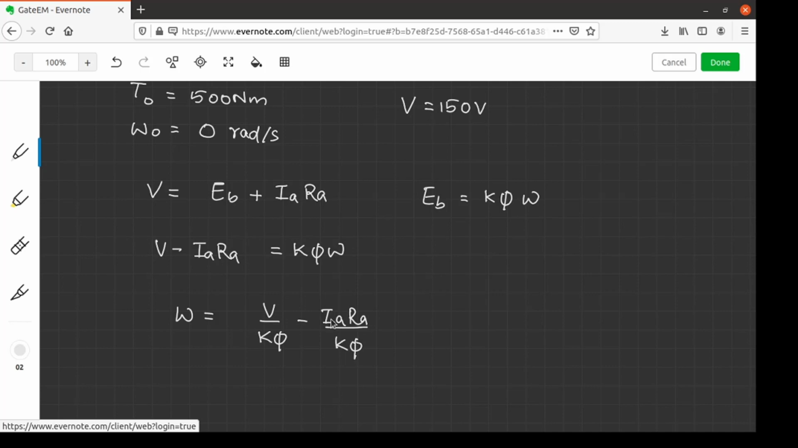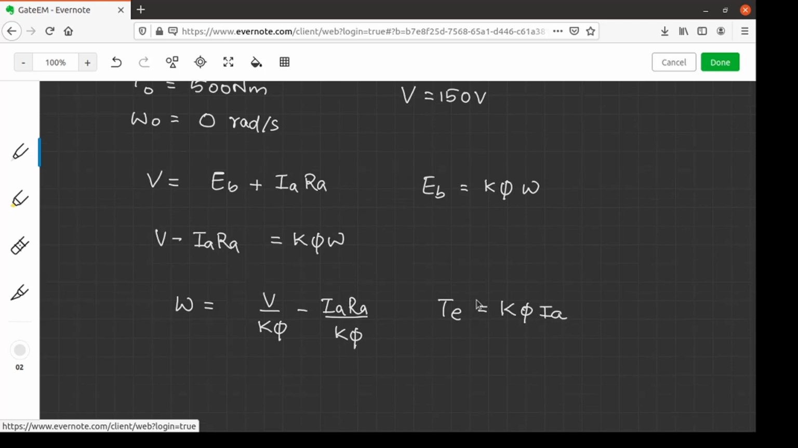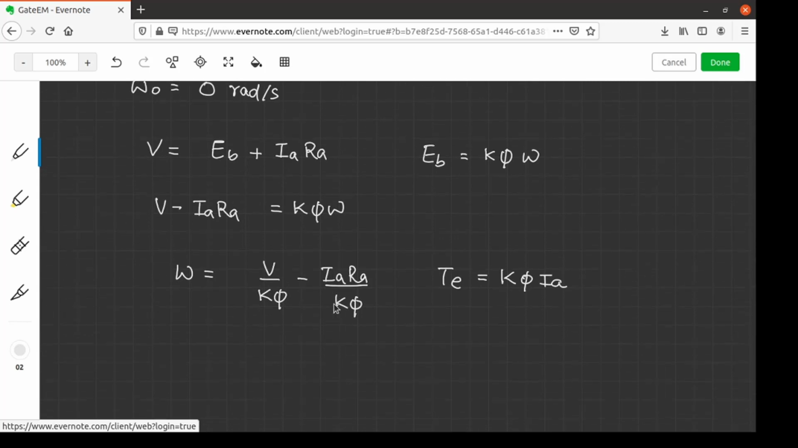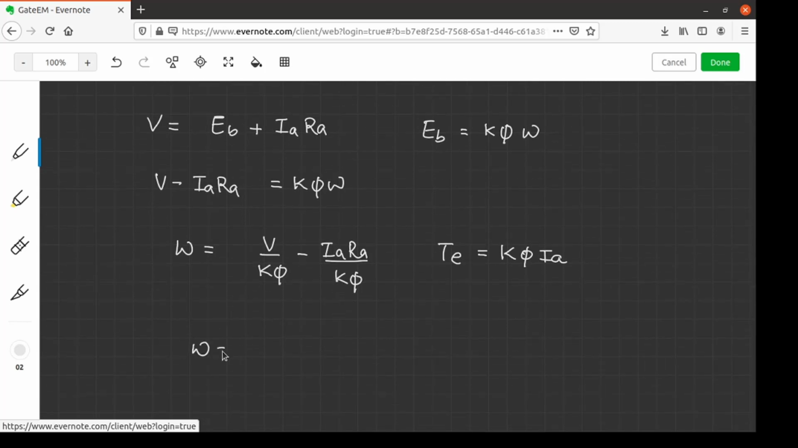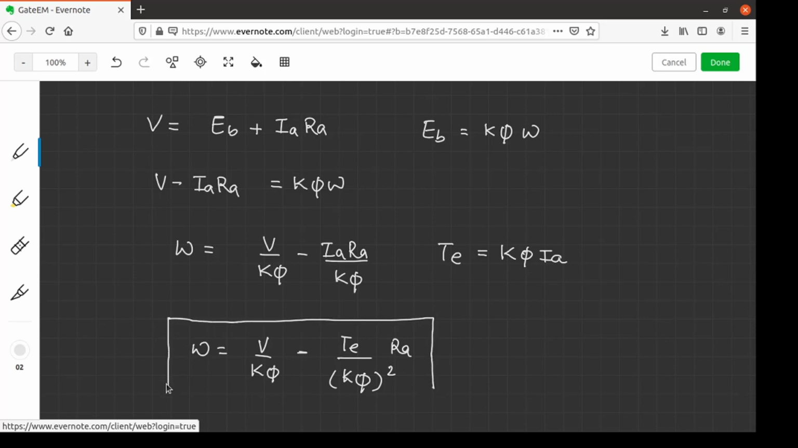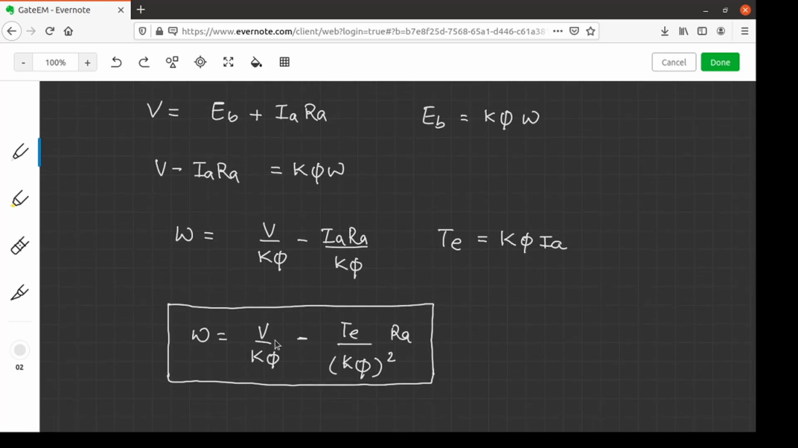Now we can substitute for IA. We know that the electromagnetic torque equals K phi IA. So we can substitute for IA in this equation. So you get omega equals V by K phi minus TE divided by K phi square times RA. So this is the speed torque relationship of a separately excited motor. While deriving this expression, we have neglected the armature reaction.